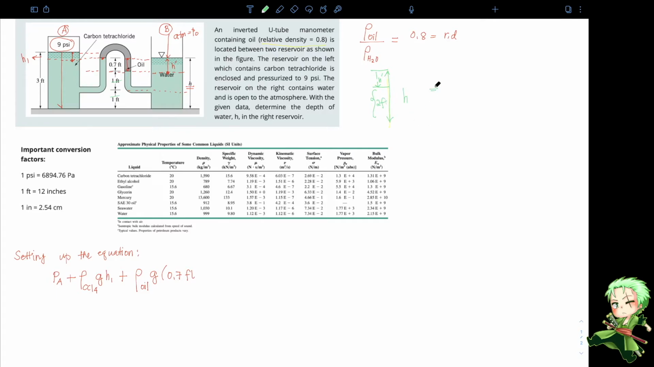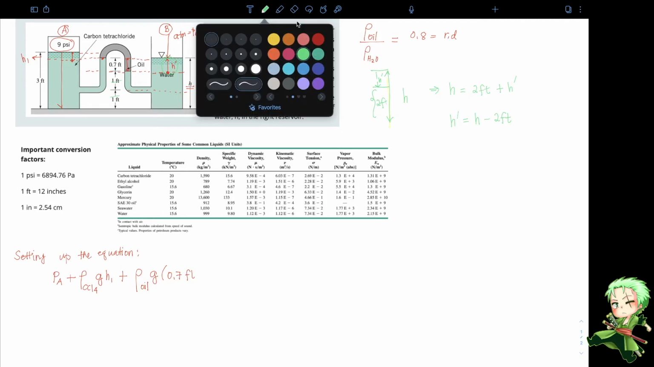So this means to say that your H is actually the combination of 2 feet plus the H prime, that small part, just this portion. So that means that your H prime is given to be equal to H minus 2 feet. So this is what you are going to plug in to your equation below.